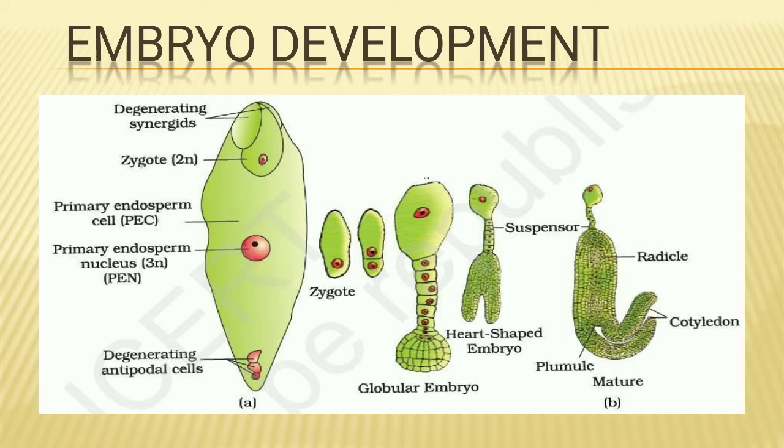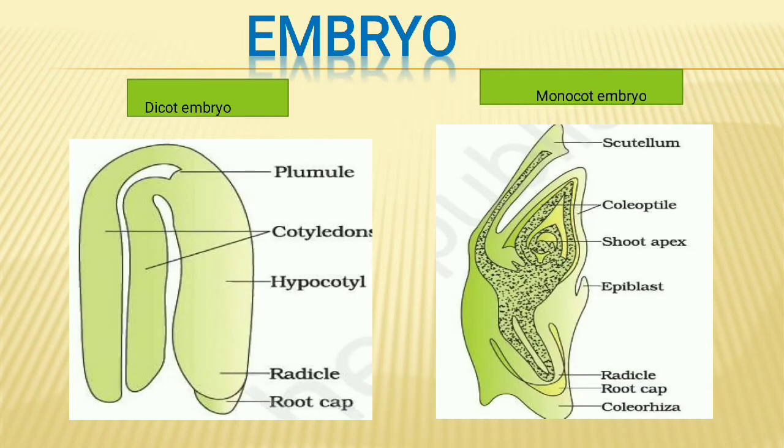Next, the heart shaped embryo is formed. Next is the matured embryo, which consists of radicle, plumule and cotyledons. What are radicle and plumule? The radicle is the future root. The plumule is the future shoot. In first year, in morphology of angiosperms, we studied that the root will arise from the radicle part and the shoot will arise from the plumule part.